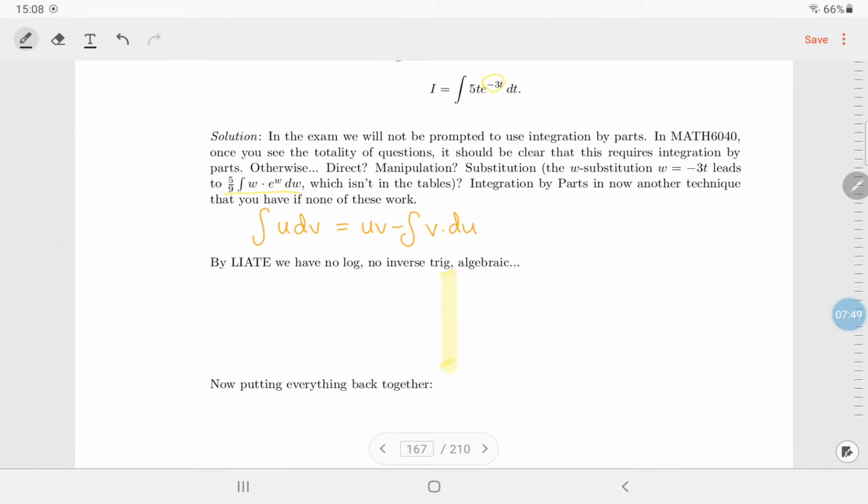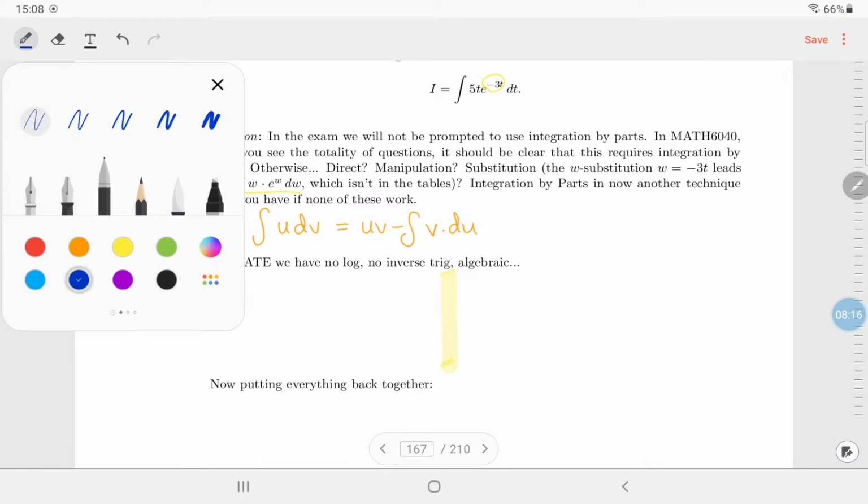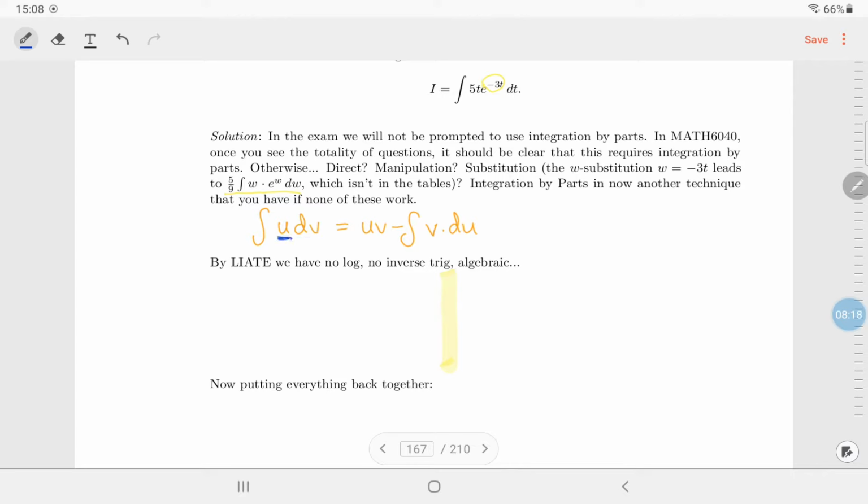So are there any logs in this thing up the top in the middle of the page? No. That's the L. I stands for inverse trig, like inverse sine or inverse tan. No. A is algebraic? Yes. Now, in terms of algebraic, that means basically powers of x, or in this case, powers of t. And if you look at the u, it's not inside something else, it's multiplying. So we have to have something that's multiplying, and 5t does the job.